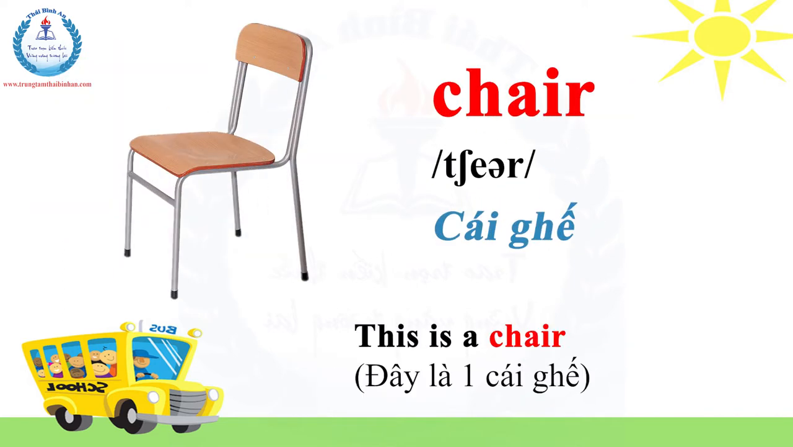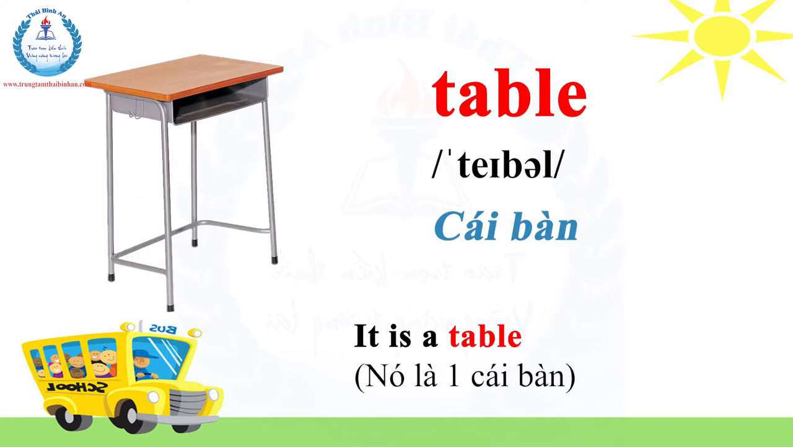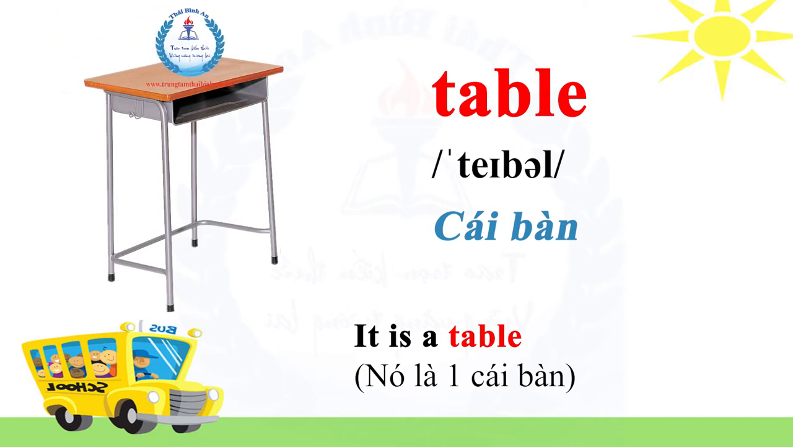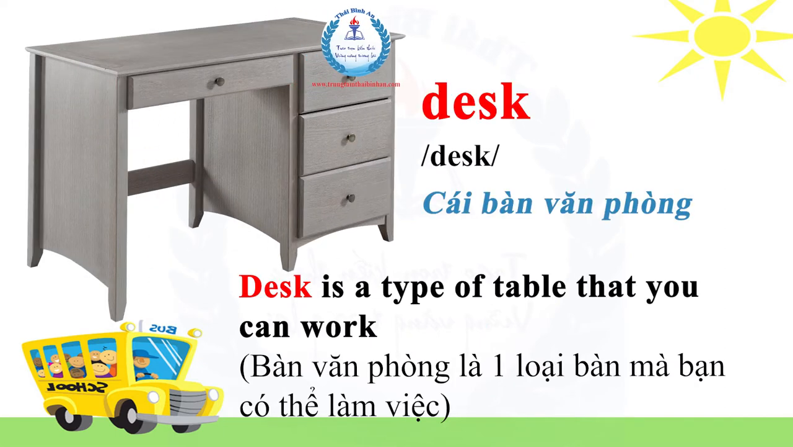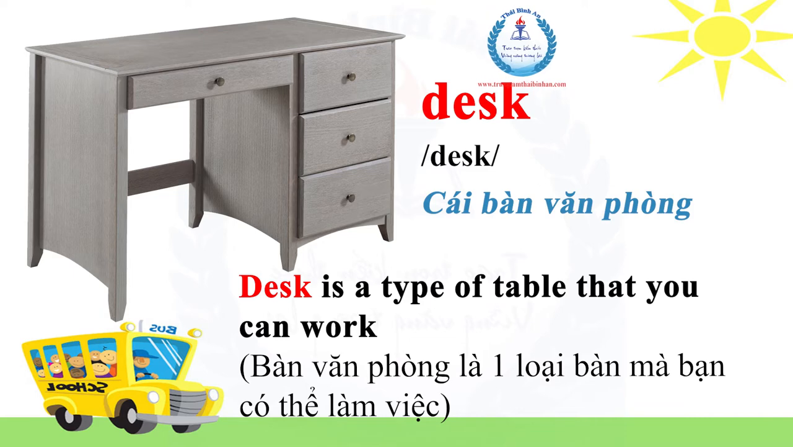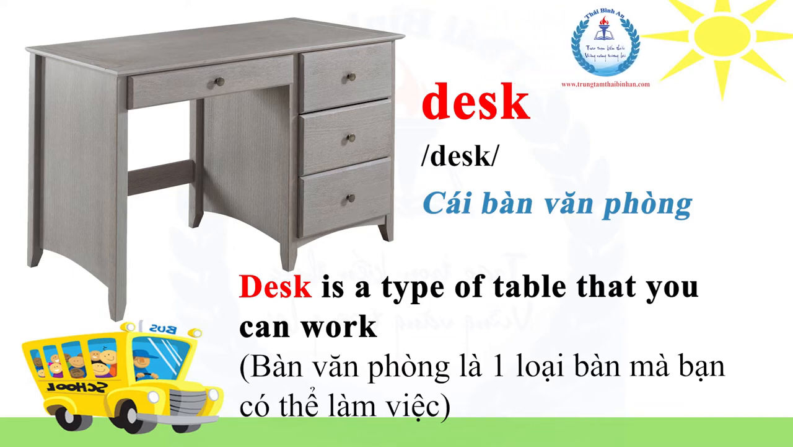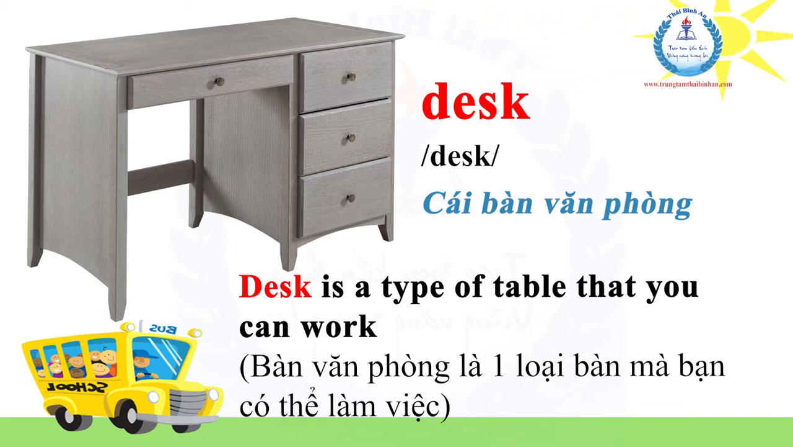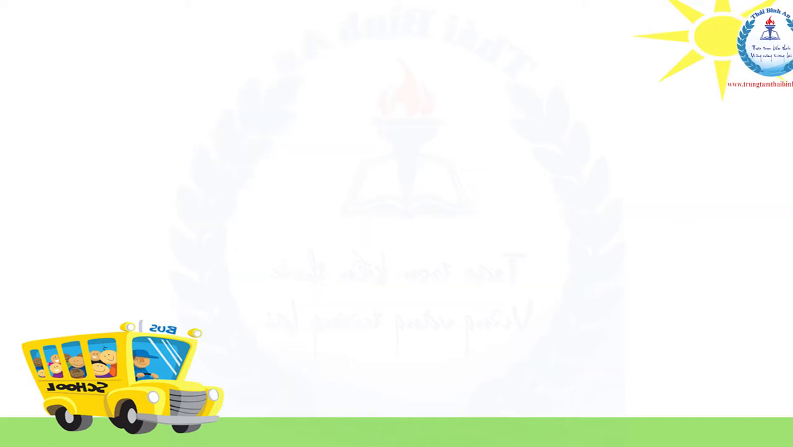Cái ghế. Chair. This is a chair. Cái bàn. Table. It is a table. Cái bàn, thường bàn làm việc có ngăn kéo tủ. Desk. Desk is a type of table that you can work.